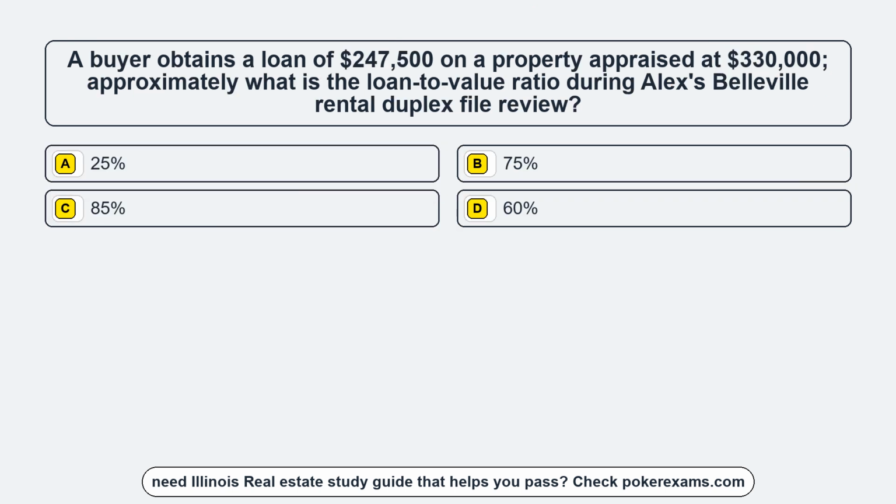Question 6. A buyer obtains a loan of $247,500 on a property appraised at $330,000. Approximately what is the loan-to-value ratio during Alex's Belleville rental duplex file review? Option A, 25%. Option B, 75%. Option C, 85%. Option D, 60%.